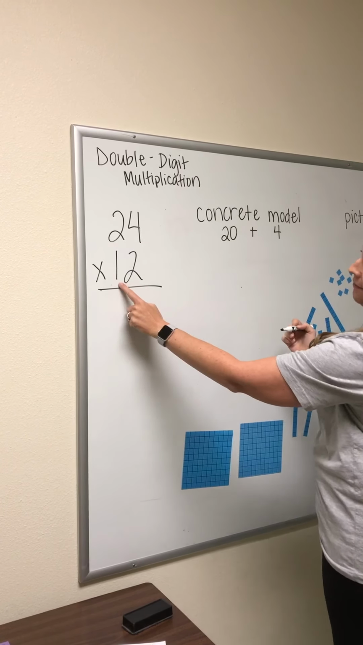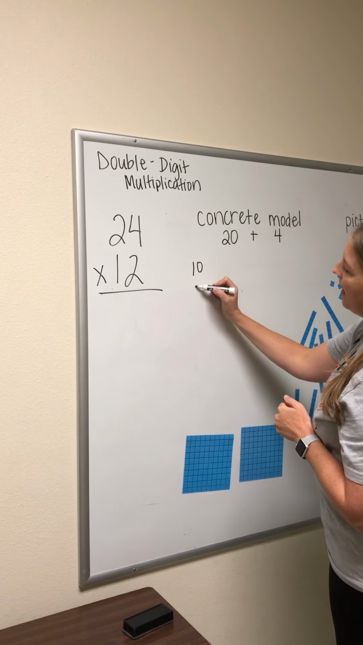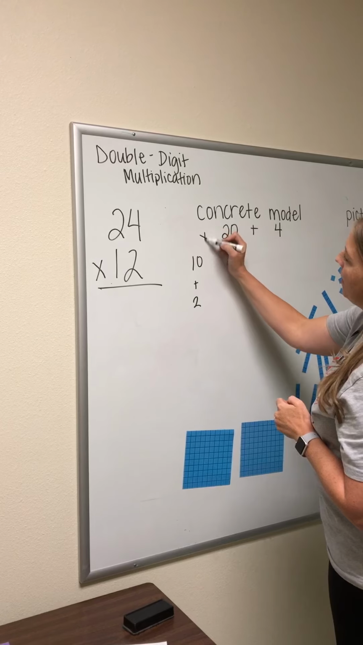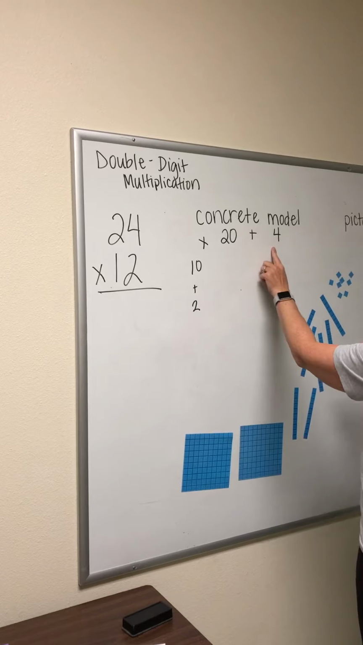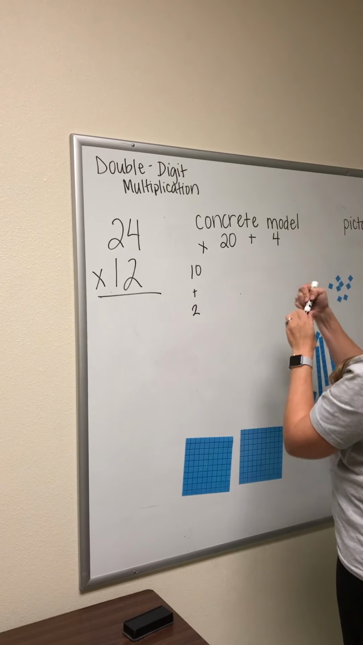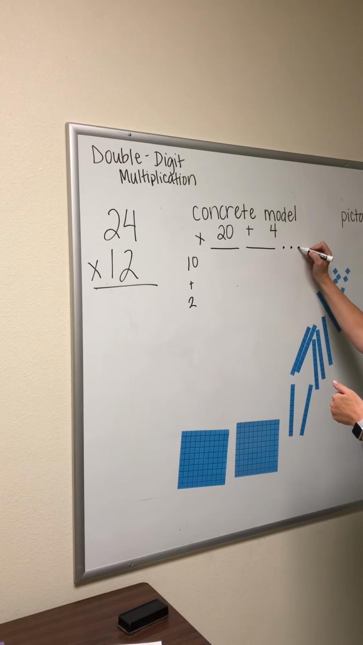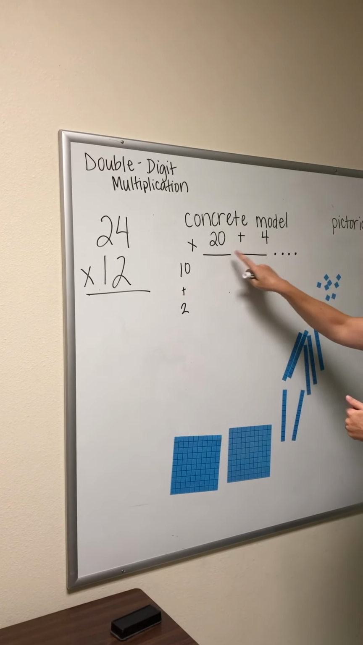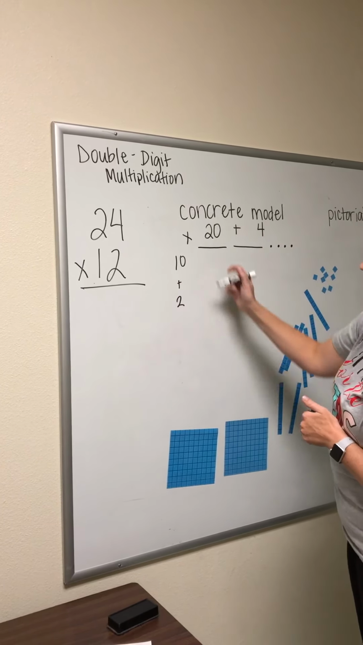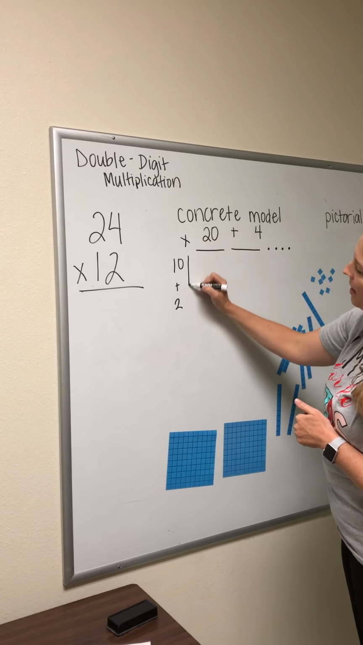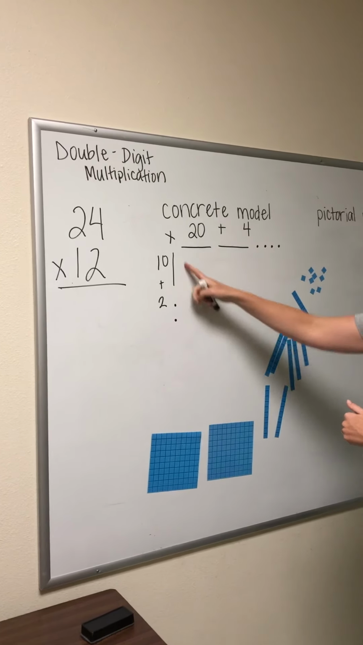And then I'm going to break down the factor of 12 into 10 plus 2, and I'm going to put that down the side here. And I'm going to be multiplying these using some base 10 blocks. So I'm going to break up 20 plus 4 even more into 10, 10, 4. So this is going to represent 10 and 10 and 4, so that's 24. And then down this side, I'm going to do 10 and 2, so that's going to be 10 plus 2. Okay, so that was the outline of my concrete model.